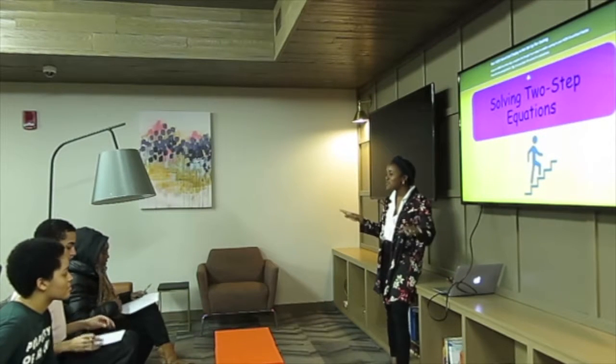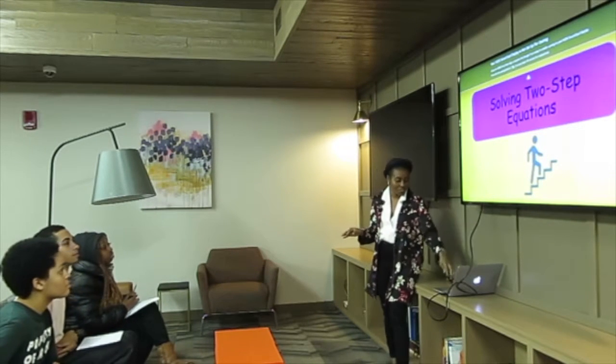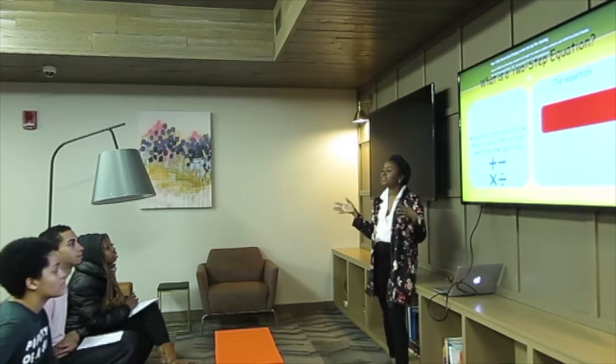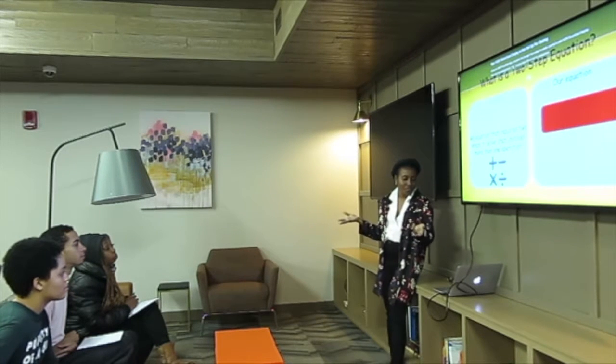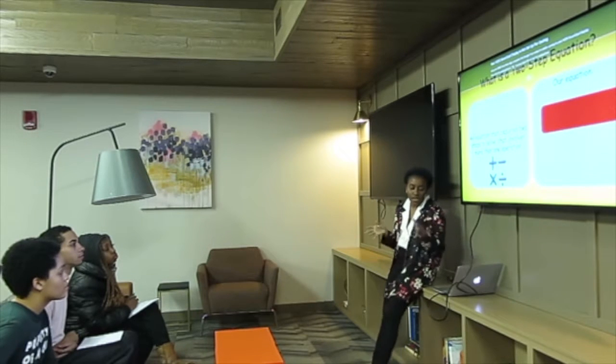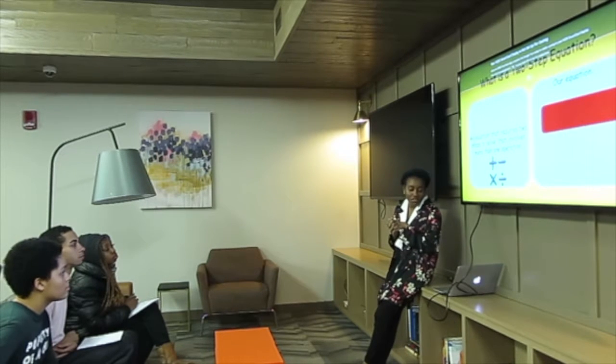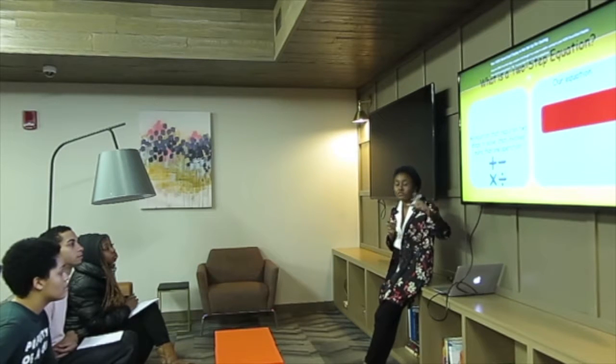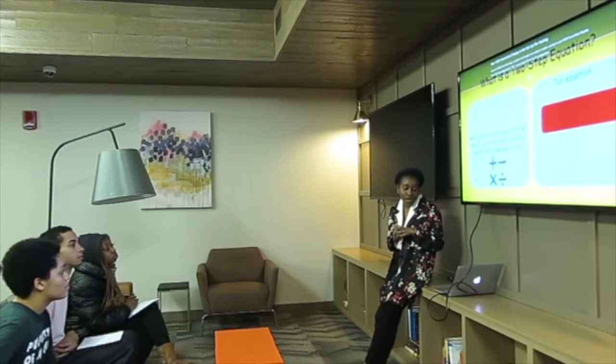Alright guys, so today we will be working on two-step equations. So what exactly is a two-step equation? It's an equation that requires two steps to solve and that involves more than one operation. So that means you'll have to at least add or subtract and multiply or divide.